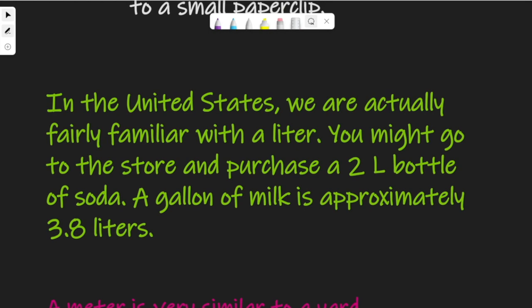In the United States, we are actually fairly familiar with the unit liter. So when you go to the store and you purchase a 2-liter bottle of soda, that is 2 liters. If you think about a gallon of milk, it is approximately 3.8 liters.